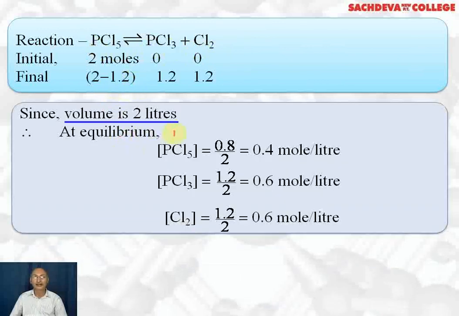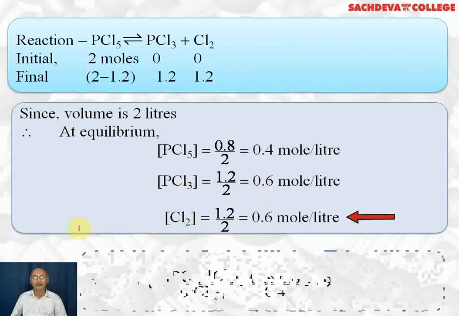Now, since the volume is 2 liters and we want molar concentration per liter, 0.8 mole of PCl5 which is left, divided by 2, gives you 0.4 moles per liter. 1.2 divided by 2 will give you 0.6 moles per liter, the molar concentration of PCl3. Cl2 has equal concentration, 1.2 divided by 2, that is 0.6 moles per liter.